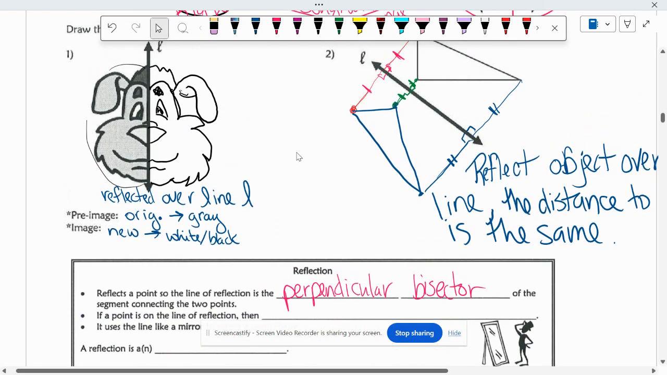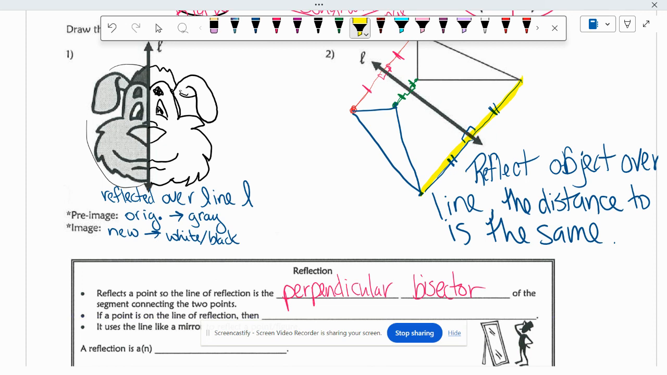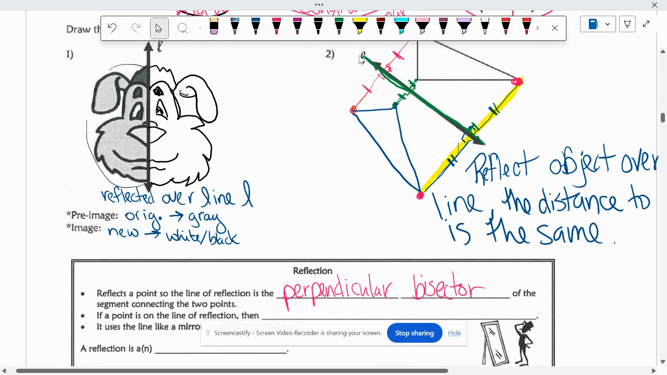So I'm going to go back up here and look at this. If you think of this whole line segment, this is the line segment that connects the 2 points, the pre-image and the image. What it's telling you is that this line of reflection, line L, is actually the perpendicular bisector of that segment. Let's talk about what bisector means. Bisect means that you cut something in half. That's why the length of the line segments from the line to the vertices are the same.